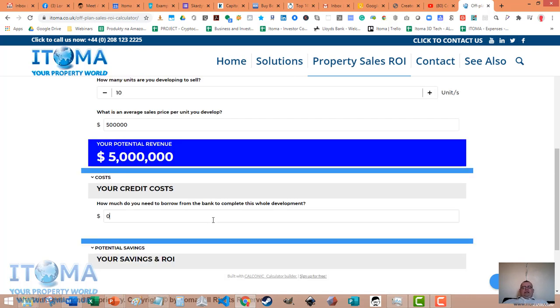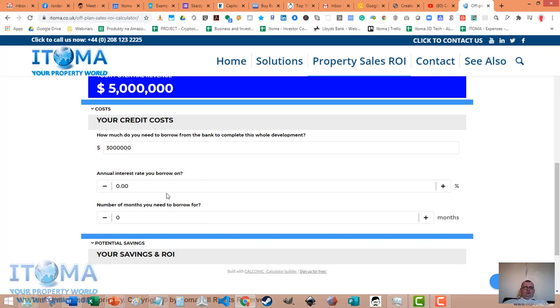Now let's take a look at the costs. Let's say that each of these properties to develop costs $300,000. So there are 10 of them. That means that you need to borrow from the bank $3 million altogether. And in the current market conditions, the borrowing rate for property developers is between 7 and 8%. Let's be conservative. Let's take 7.